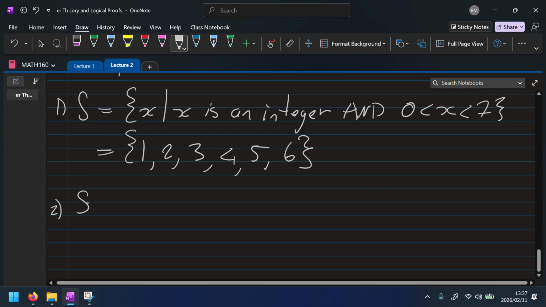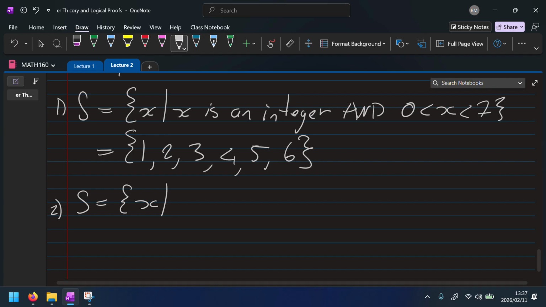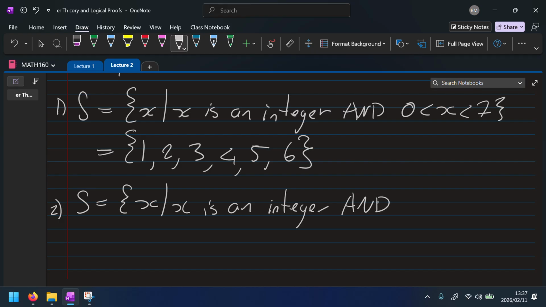Okay, number 2, S is equal to all the X. We don't know what those are, and we have a rule to go with it. X is an integer, and X is odd.